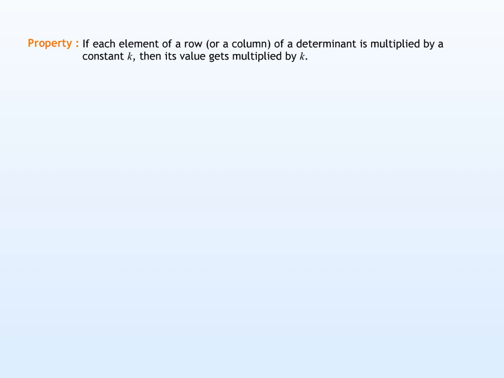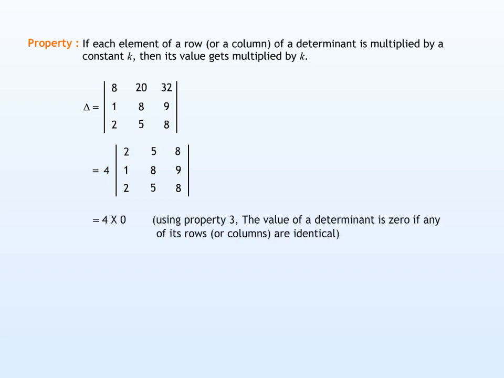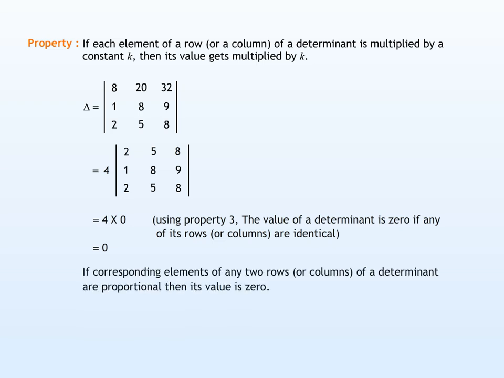By this property, we can take out any common factor from any one row or any one column of the given determinant. For example, consider the determinant delta. Here, we can take 4 common from row 1. Using the property that the value of a determinant is 0 if any two of its rows are identical, we get the value of delta to be 0. So, we can conclude that if the corresponding elements of any two rows of the determinant are proportional, then its value is 0.